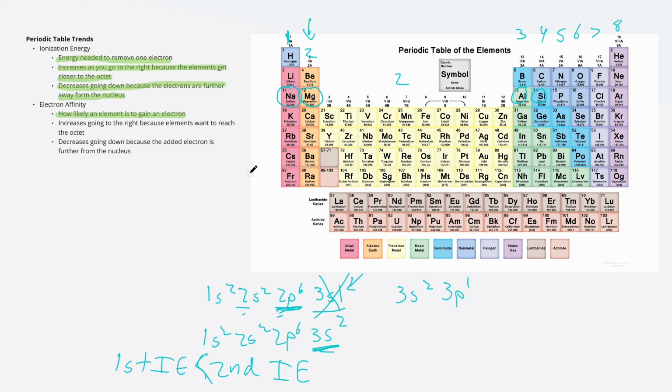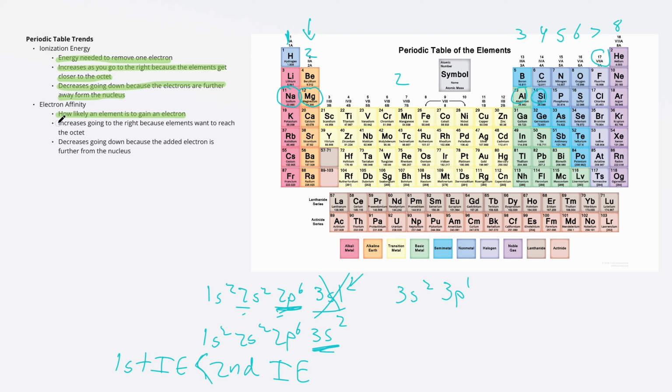So as you go to the right, you're getting closer to the octet. So elements that are in, let's say, group 17 have 7 valence electrons. So if they gain 1 electron, they're going to have an octet. And that makes them really, really likely to gain an electron, which means they have a really high electron affinity. So as you go to the right, you get closer to that octet.